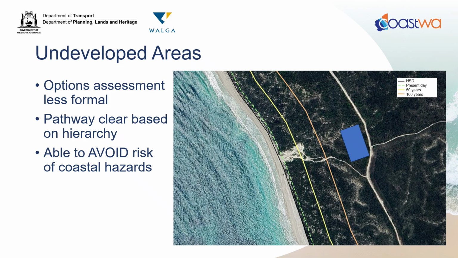The lines shown on the page, on the map, are hazard lines. In this particular case, a 50-year and a 100-year line. You can see that our development is located entirely behind that 100-year line. So in this particular case, the options assessment is less formal. It's very clear the appropriate pathway based on that hierarchy we talked about earlier, as we're able to avoid all risk of coastal hazards in this particular case, and the avoid option becomes the most appropriate.